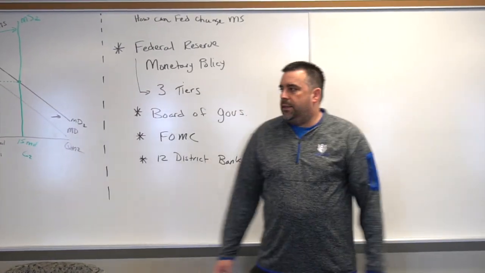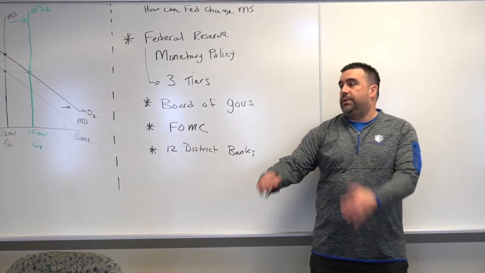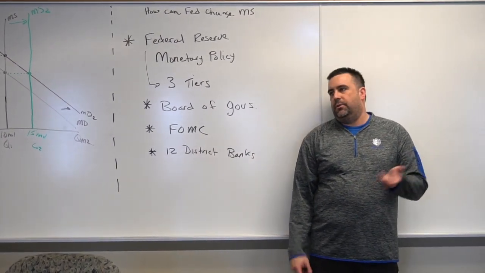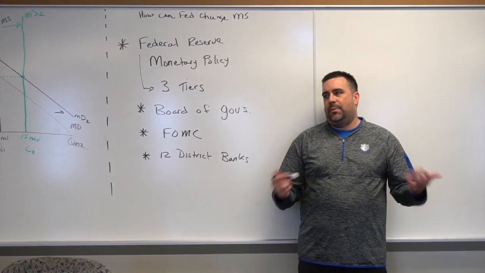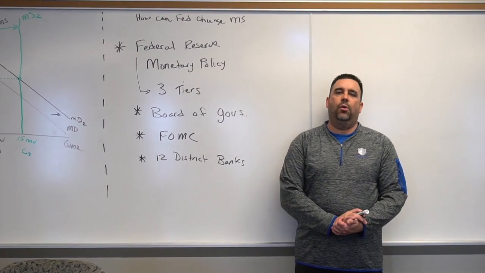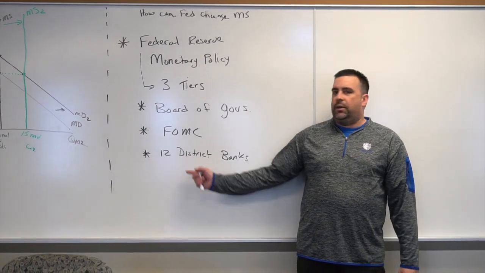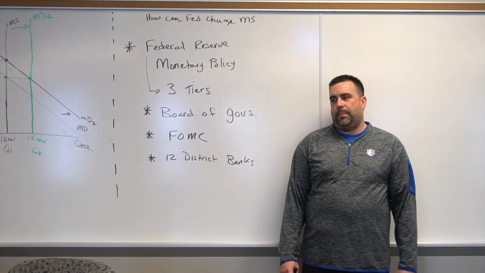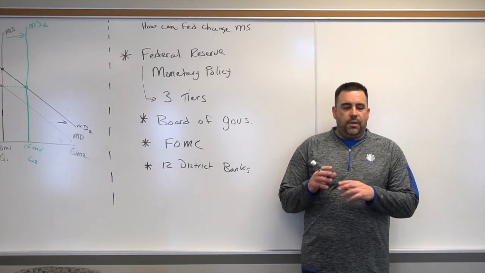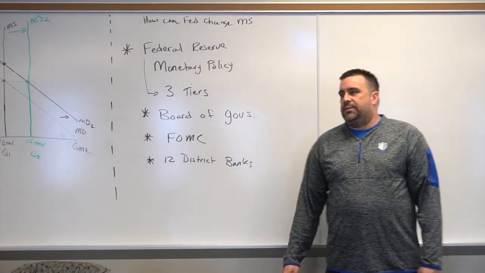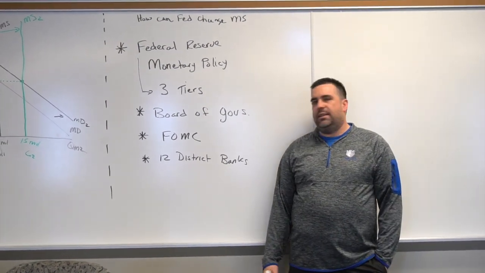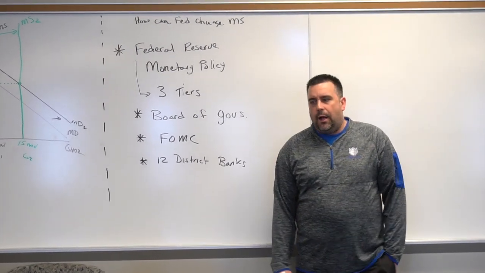On the West Coast, there's one district bank that handles California, Oregon, Washington, Nevada, Arizona, that whole area, which encompasses millions and millions of people. Compare that in size to some of the district banks out east, where a district bank might not even encompass a whole state. So it's kind of interesting. They based it on population in the early 1900s, and they've never really revised it.